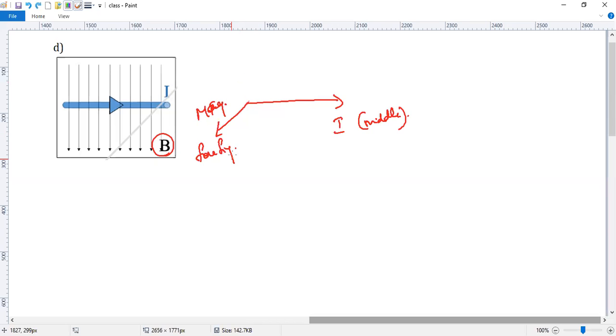When you open up your three fingers of the left hand, when the forefinger is pointing towards you and the middle finger is pointing from your left to right, you can visibly see that the thumb will be pointing in the downward direction. You can open up your three fingers and check. So what does it mean? The thumb is pointing downward, so force is going into the page. So force is going into the page is the answer. Clear about this?